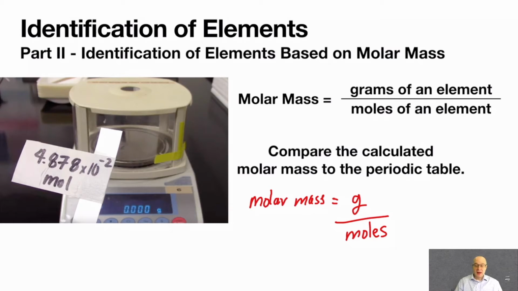Now, with that molar mass, you can go to the periodic table, find an element that has the same or similar molar mass, and you can identify, or at least make a very good guess at, what element you're dealing with.